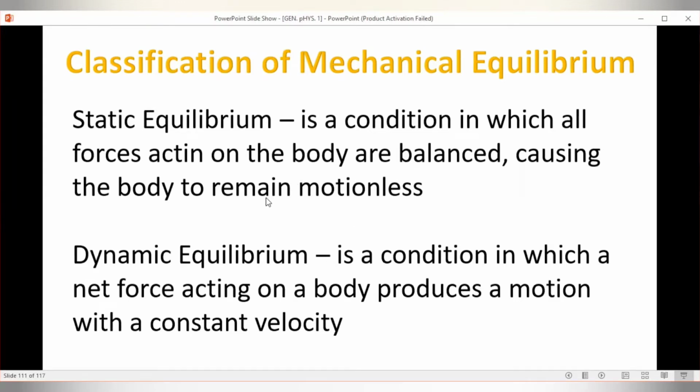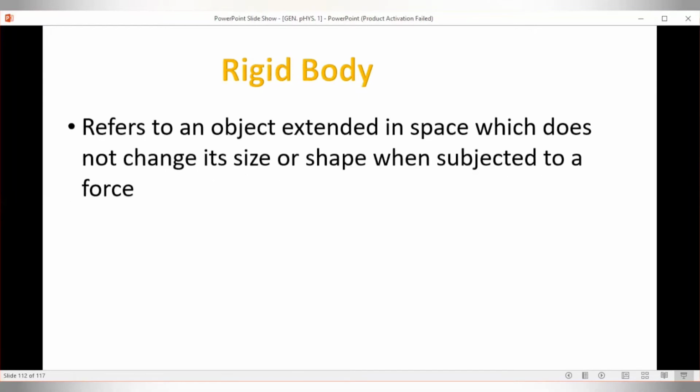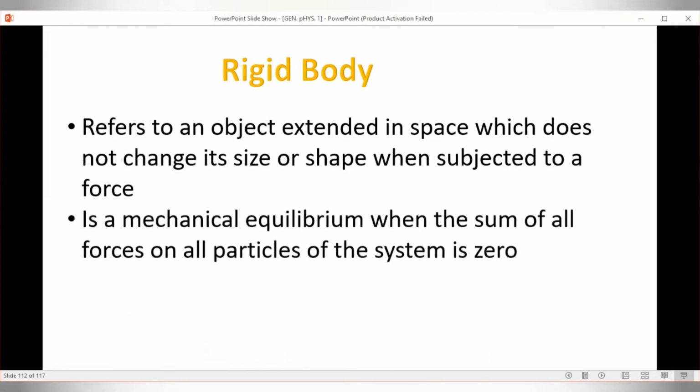Ito yung ating main target for this video lesson. Rigid body, when we say rigid body, these are bodies which refers to an object extended in space which does not change its size or shape when subjected to force. So this is a rigid body. Those objects that do not change their size or shape when subjected to force.